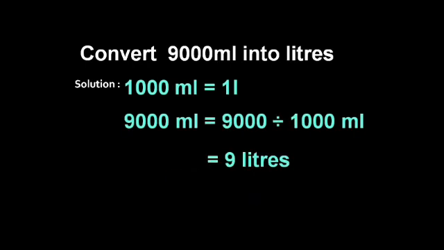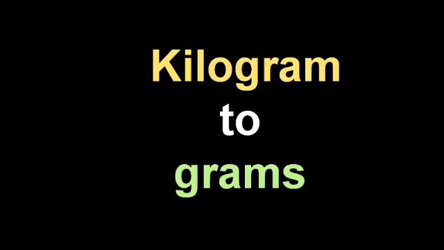Now next is, convert 9000 milliliter into liter. Now 1000 milliliter is equal to 1 liter. So 9000 milliliter is equal to 9000 divided by 1000. When we divide 9000 by 1000, we get the answer as 9. So 9 liters is the answer.